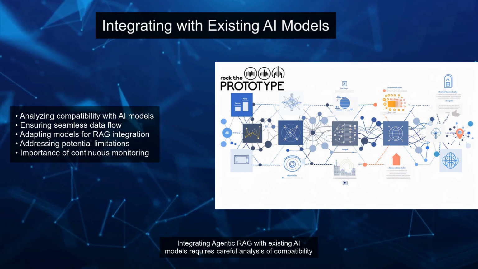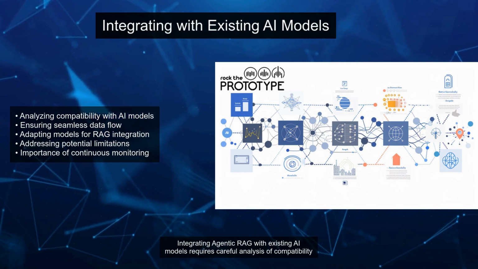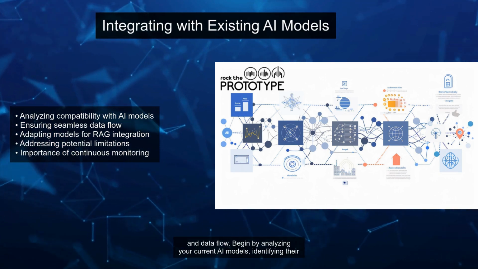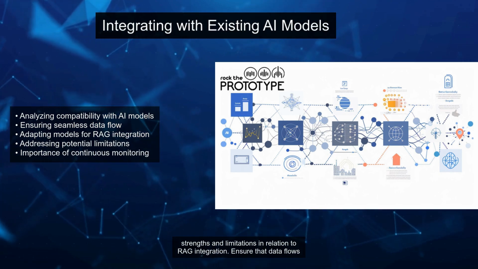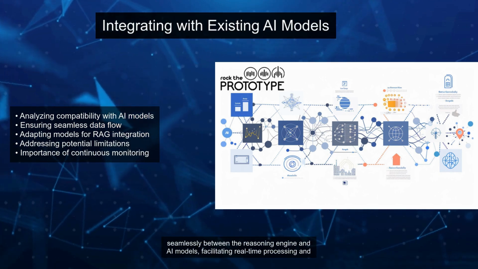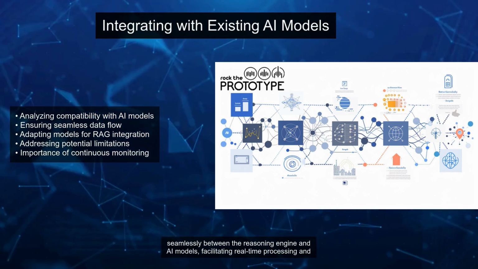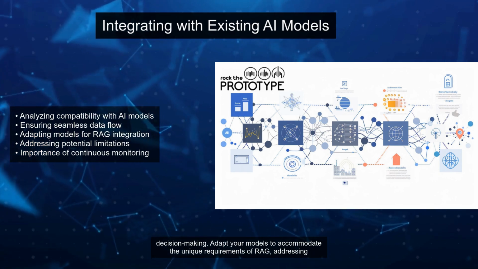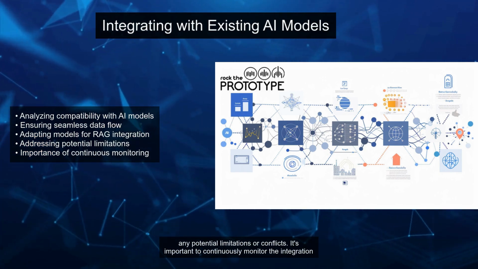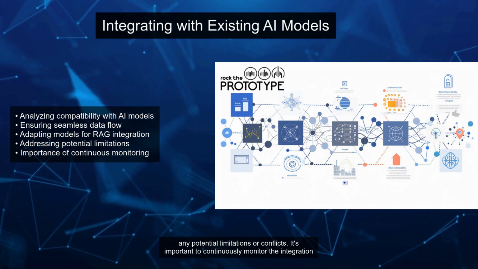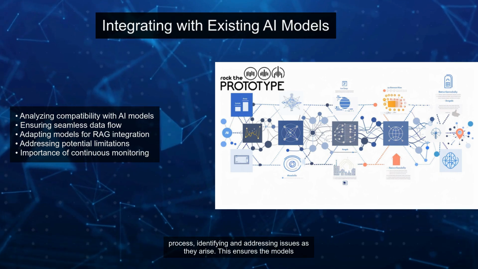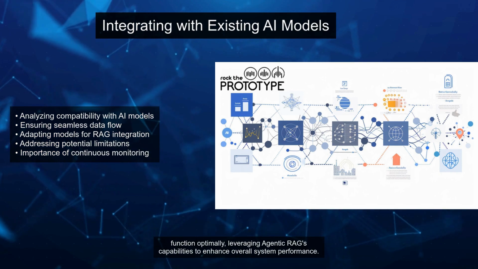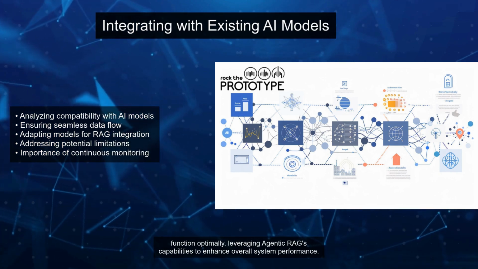Integrating Agentic RAG with existing AI models requires careful analysis of compatibility and data flow. Begin by analyzing your current AI models, identifying their strengths and limitations in relation to RAG integration. Ensure that data flows seamlessly between the reasoning engine and AI models, facilitating real-time processing and decision-making. Adapt your models to accommodate the unique requirements of RAG, addressing any potential limitations or conflicts. It's important to continuously monitor the integration process, identifying and addressing issues as they arise. This ensures the models function optimally, leveraging Agentic RAG's capabilities to enhance overall system performance.